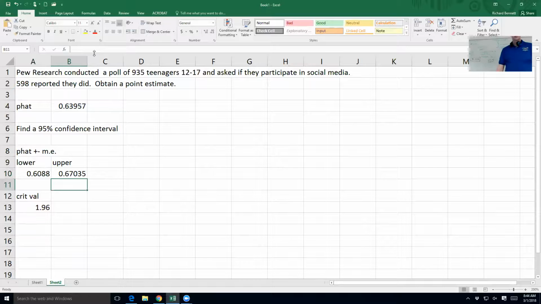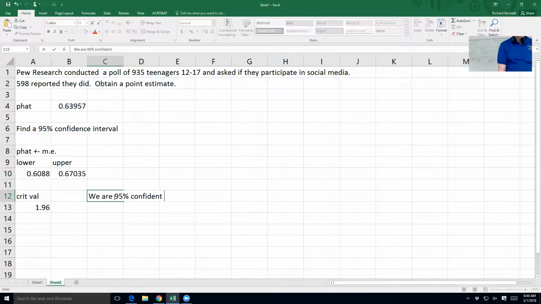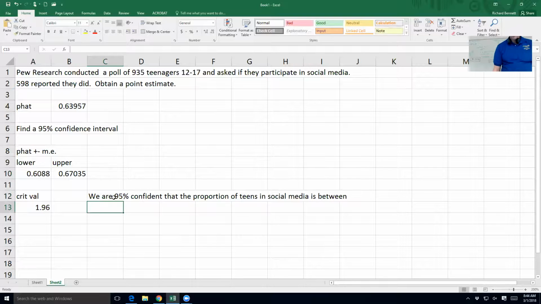Okay? So my conclusion here is we are 95% confident that the proportion of teenagers in social media is between 0.6088 and 0.670. I'll round that to 4. Okay? Yes.